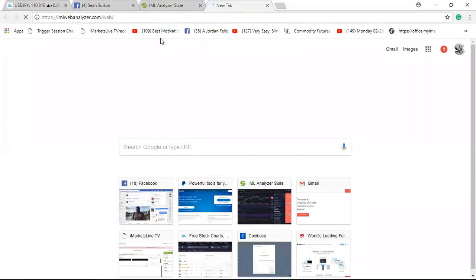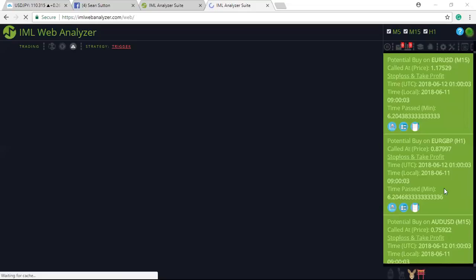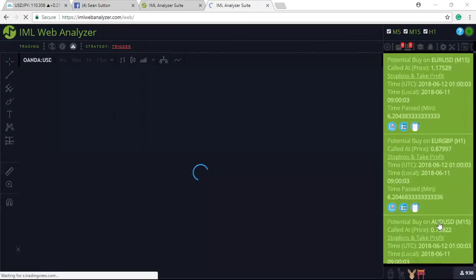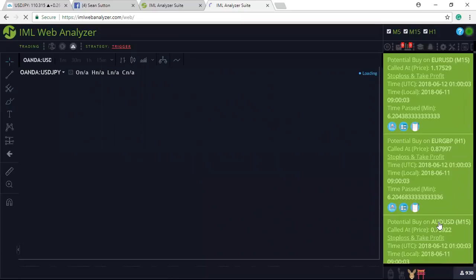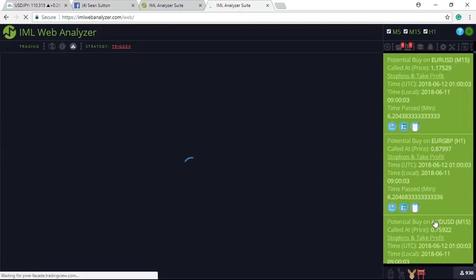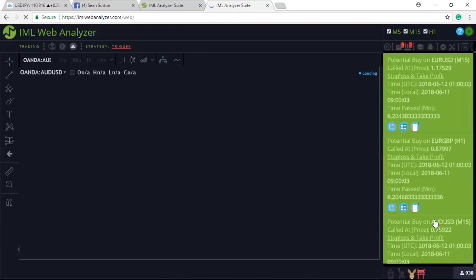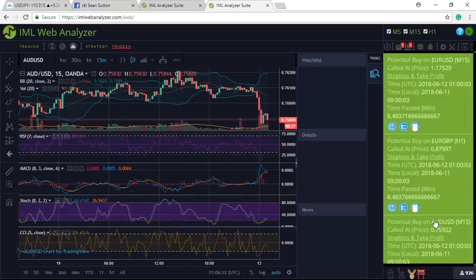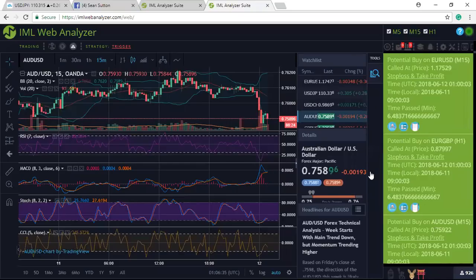So I'll go ahead and get started with the indicators and how to look at those, how to set up your web analyzer to the trigger strategy, and we'll go from there and go into how to look for some good setups, which I actually entered into this AUD. Entered into the AUD right before this session. It was looking good enough for me. Let's see what my entry is.